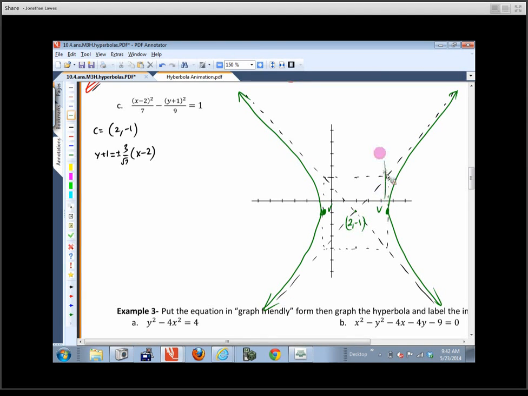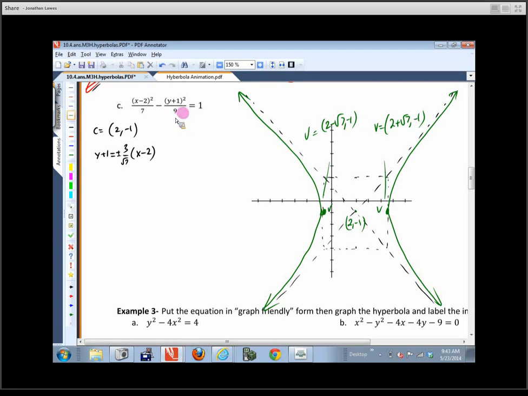Okay. And then let's label these. How do I label this point right here? Okay, what is it, Tammy? 2 plus radical 7 comma -1. And what's this one? 2 minus radical 7 comma negative 1.